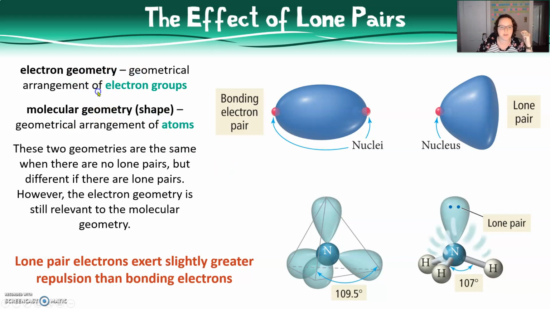The electron geometry gives the geometrical arrangement of the electron groups, which includes lone pairs and bonding regions. But the molecular geometry or shape gives the geometrical arrangement of just the atoms and basically ignores the lone pairs.